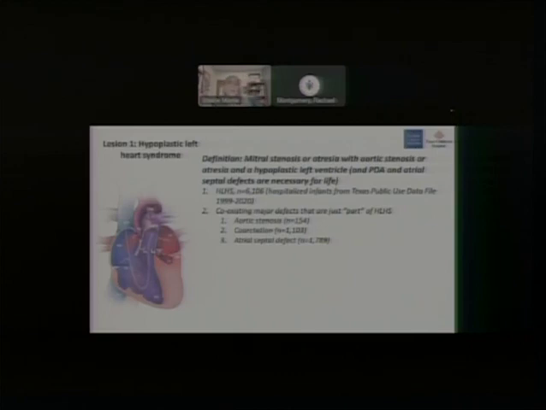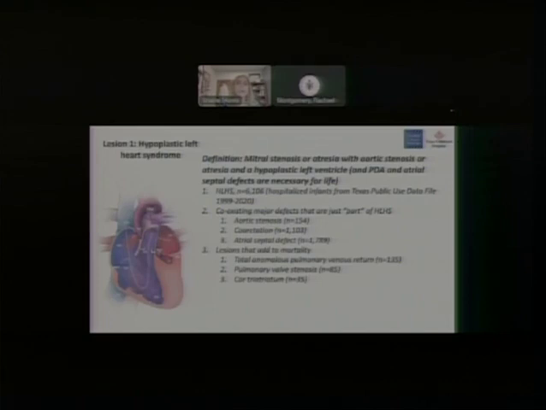Now, what if we look at coexisting major defects? 154 of those patients had aortic stenosis also coded, which is common because they all have an aortic valve problem. 1,103 had coarctation coded, and 1,789 had an ASD coded. And remember, ASD is a mandatory part of this. But how do you, when you're coding, decide how to use these?